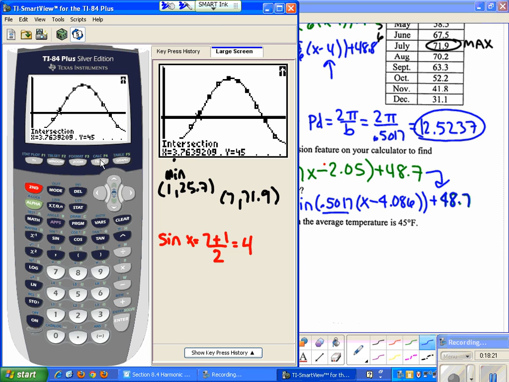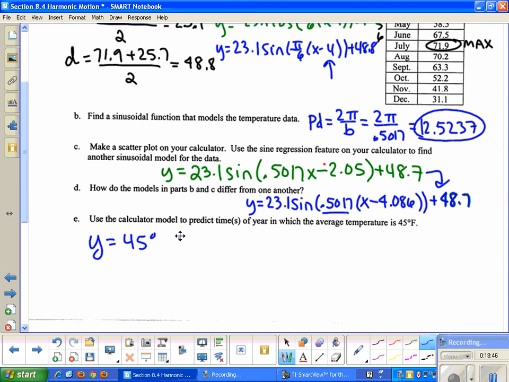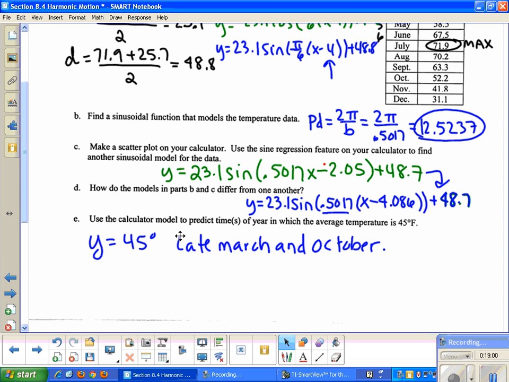So I would say late March, and then also second trace, intersection. Let's go to the other side and find the intersection. And then, so this one's 10. So for 10, we know that's October. So late March and also late October would give me the average temperature being around 45 degrees Fahrenheit.